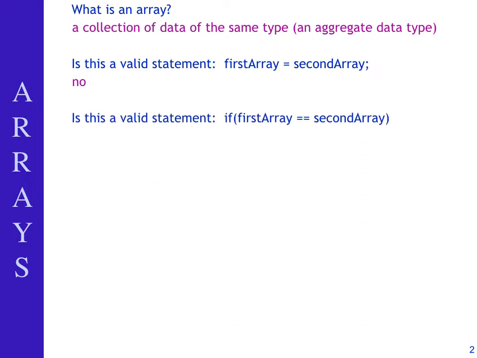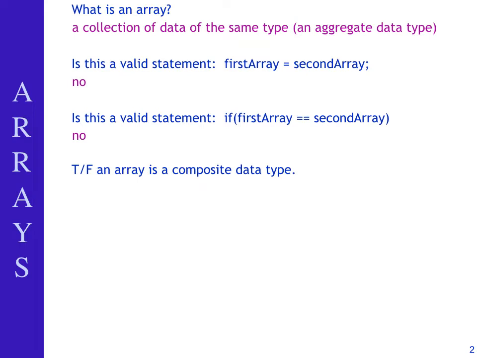Same thing here. Is this valid? If first array is equal to second array? No, again, it's not valid. The reason being, as we discussed before, the compiler has to use the base address, which is the address of the first element, the index, and the size of the element to be able to calculate a location where the data is stored. So we need to identify each element one at a time to be able to access them. So no aggregate operator at all.